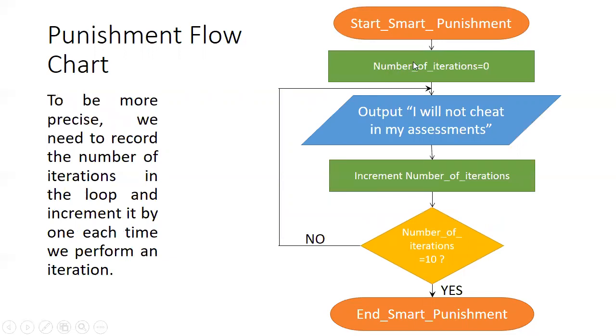So this is what I mean. Here's our initialization where we are setting the count to 0. I've used the word count. Here it calls it number of iterations. We could say number of loops, number of repeats. We use this term increment.